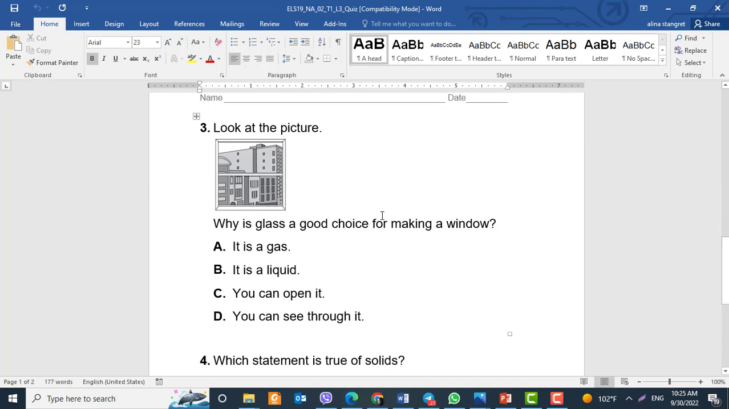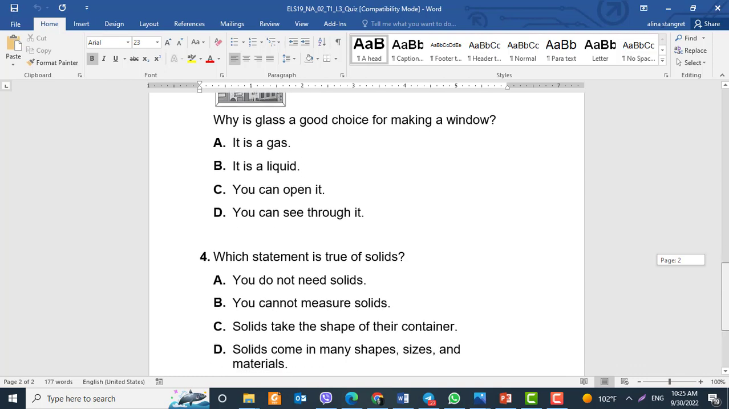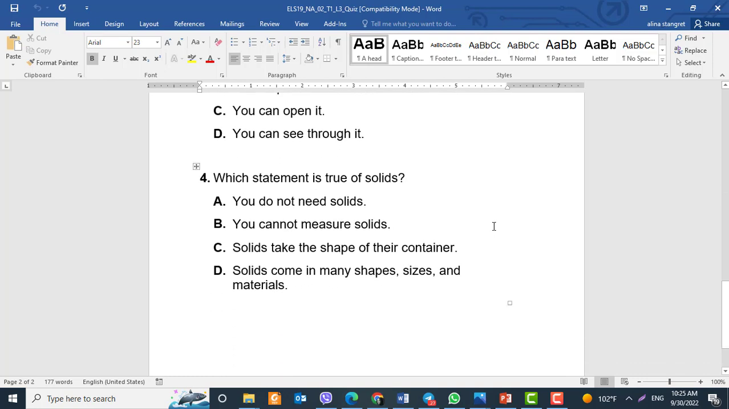If we look at the picture of a house, the question is, why is glass a good choice for making a window? Because we can see through it and it gives us light. Which statement is true of solids? We do not need solids, it's wrong. We use solids everywhere. We can't measure them. We can take a ruler and measure every solid, its size, width, length, and so on.